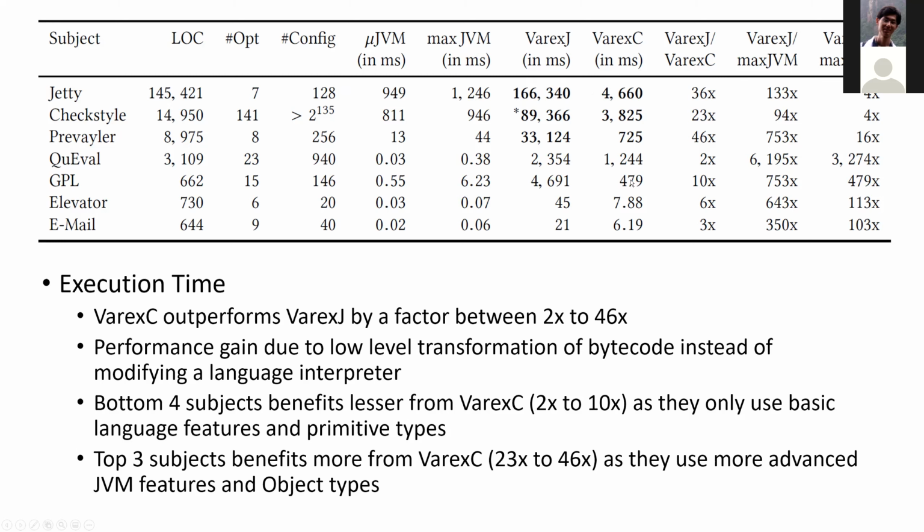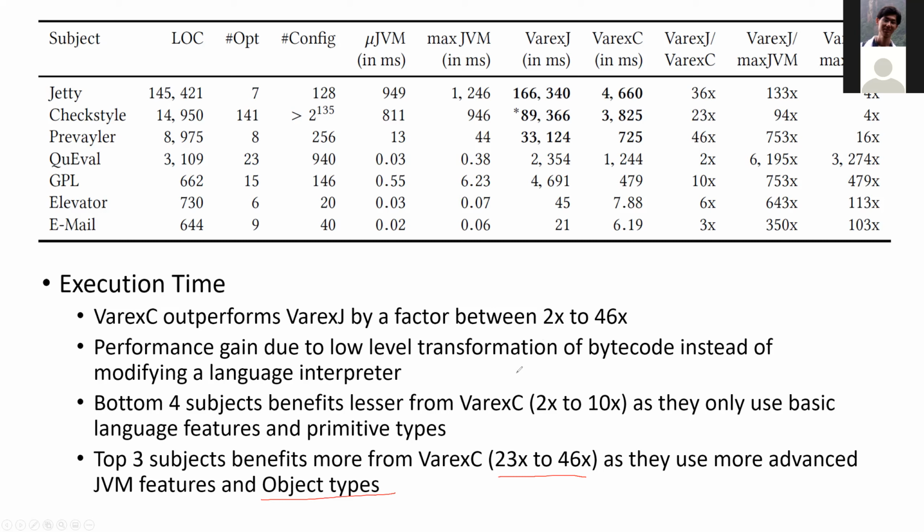So do they mention what is the major factor that makes VarexC have a significant improvement over VarexJ? The main one is, for example, for the top 3 subjects, they use a lot of object types, and VarexC shares the data between different instances of objects. This is their claim for why it is faster. And also of course, they have improvement on objects, right?